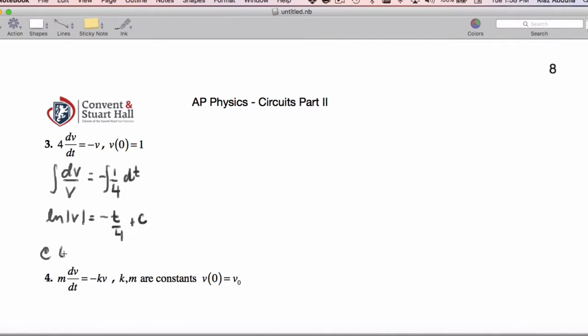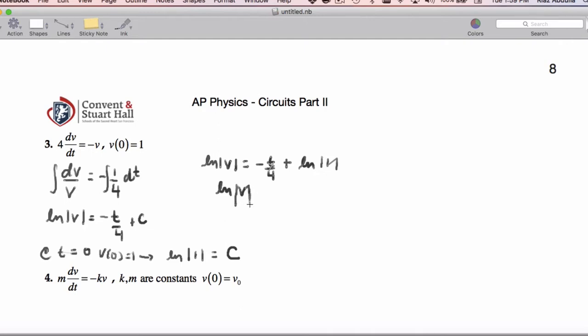And we know that at t equals 0, v of 0 equals 1. So we can actually substitute that into here and say natural log of 1 equals c when we simplify. So we're going to say that ln of v equals negative t over 4 plus the natural log of 1. So we're ending up getting ln v minus ln 1. Well, when we actually subtract that, it'll be ln of v over 1 equals negative t over 4.